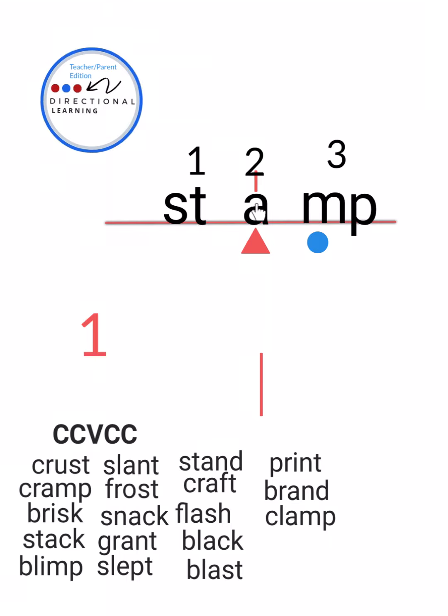So this is st, amp, stamp. The word is stamp. How many red letters do you hear? 1. So it's a 1 syllable word.